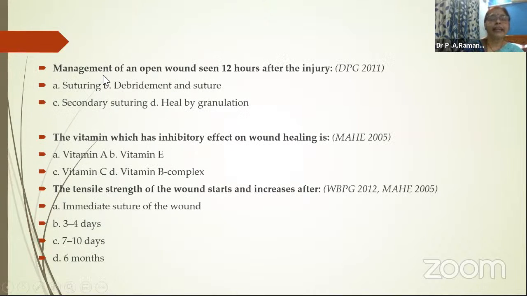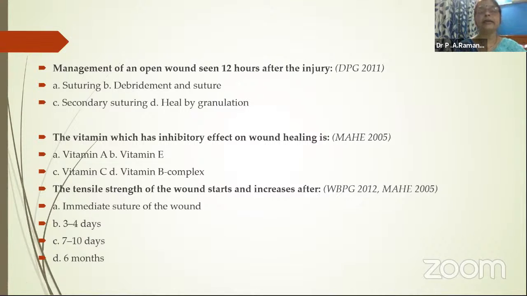Next, management of an open wound seen 12 hours after injury. I told you, when can you do primary suturing of a wound? When they come within 6 hours. Here they are saying they have come after 12 hours. So what should you do? Will you suture the wound, or do irrigation and immediately suture? Or do delayed primary suturing, debridement and suture, secondary suturing, heal by granulation? What will you do when you see a wound 12 hours after injury?